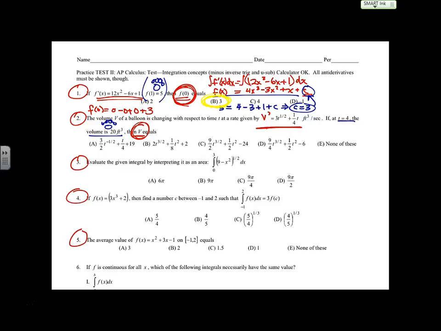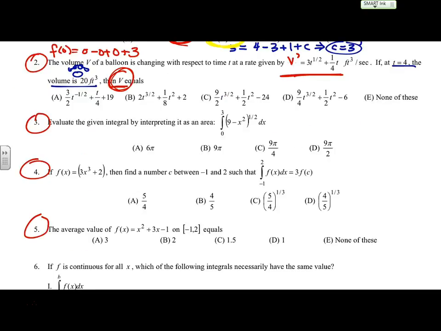Now, number 3, let's go ahead and skip ahead to number 3. I gave you a hint yesterday. But this is one that AP loves, and this is one that I kind of like. Question: if they're telling you to interpret it as an area, or tomorrow on the test, if you see something about use geometry, what are they talking about? Are you doing an antiderivative, or are you picturing the graph? Picturing the graph.